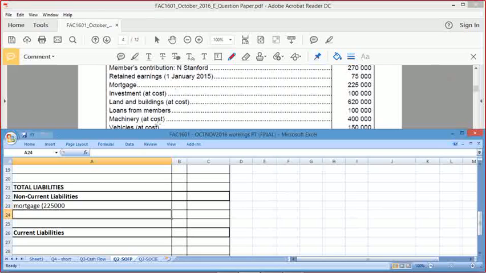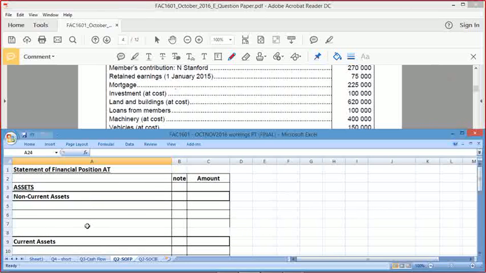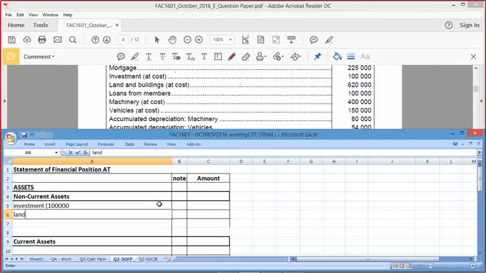Investment, what is it? 125,000. Investment would be an asset. Which one? Non-current. Good. Investment, bracket, amount 100,000. Next, land and buildings. What is it? Long-term asset. Non-current asset. Open bracket 620.